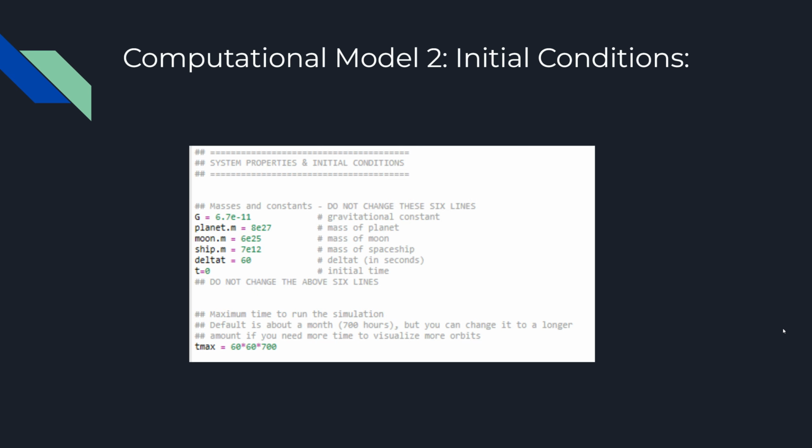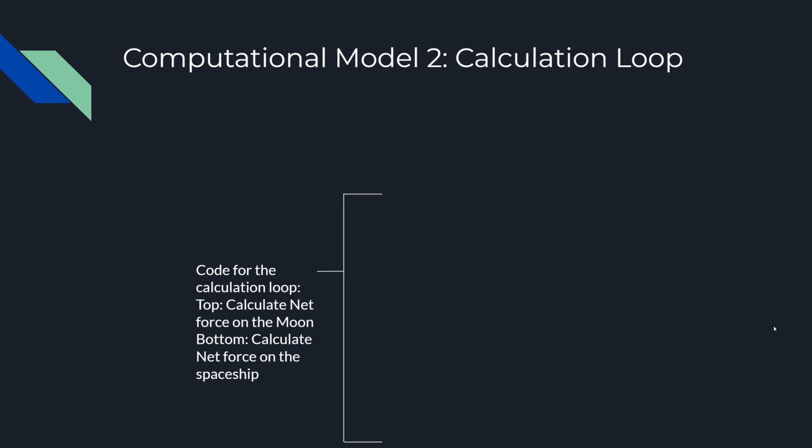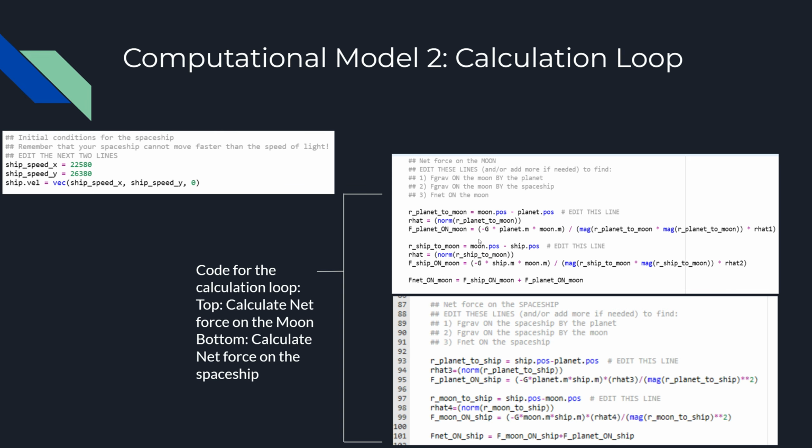For computational model part 2, these are our initial conditions once again. Now for the second model, this is the calculation loop. The top image on the right is the calculation loop for the net force on the moon. It depicts the planet on the moon and then the ship on the moon, and it adds up the force of the ship on the moon and the force of the planet on the moon to calculate FNet on the moon. Similarly, this works the same way for the spaceship: calculate the force of the moon on the ship plus the force of the planet on the ship to get the FNet on the ship.